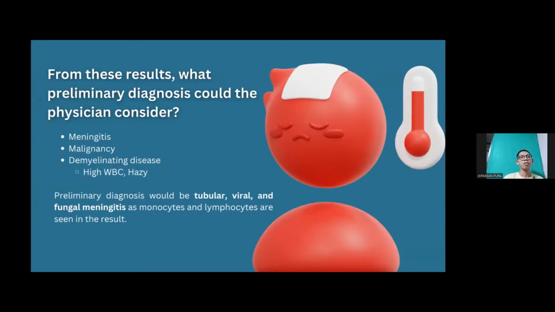From these results, what preliminary diagnosis could the physician consider? Meningitis, malignancy, demyelinating disease due to high WBC and hazy CSF are possible considerations for the physician. Preliminary diagnosis would be tubercular, viral, and fungal meningitis, as monocytes and lymphocytes are seen in the result.